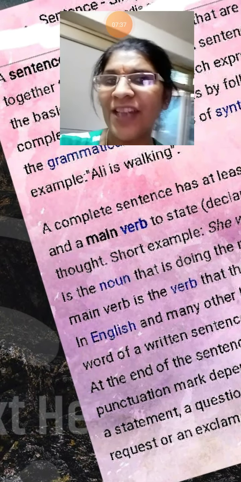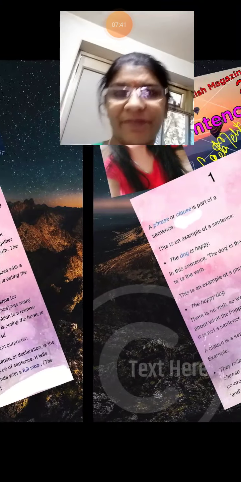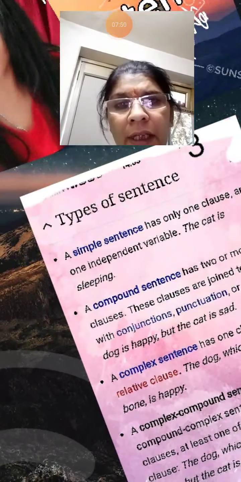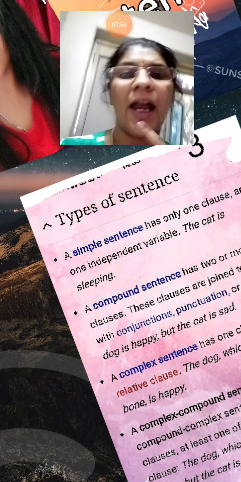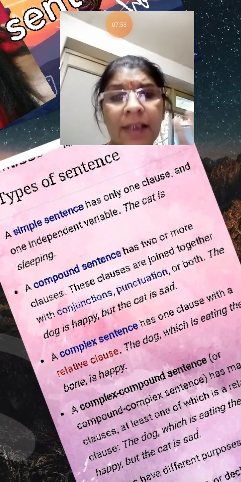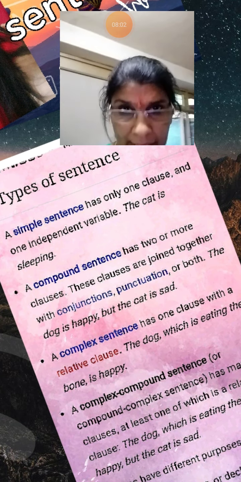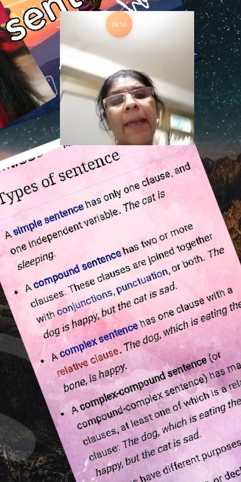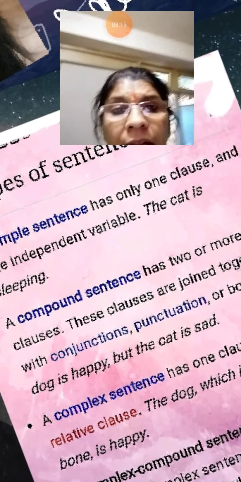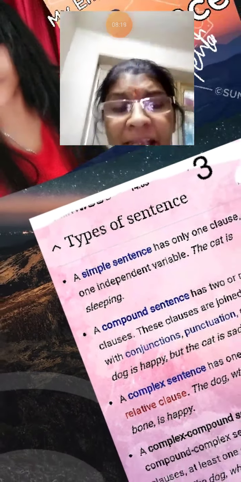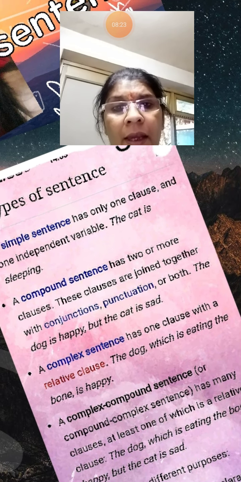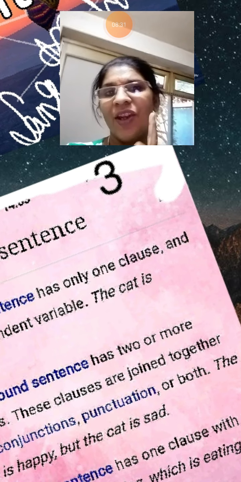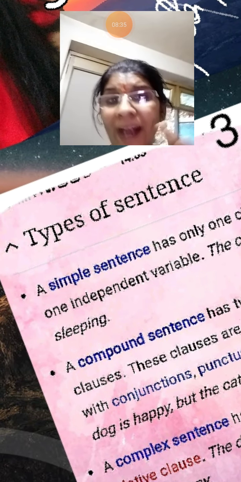Okay, now I will explain to you about the types of sentences. How many types of sentences are there? A simple sentence has only one clause and one independent clause. For example: The cat is sleeping. A simple sentence has only one clause.